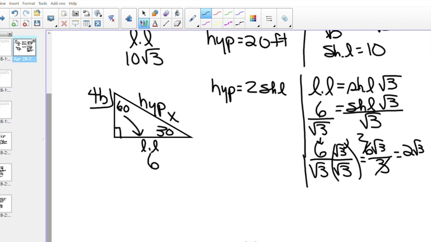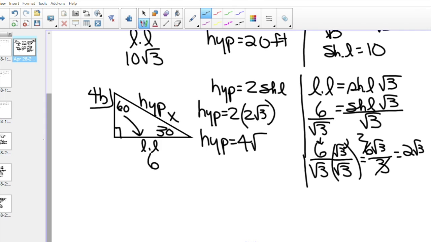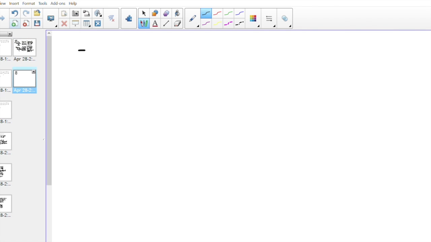Now, we're looking for the hypotenuse. So you'd say the hypotenuse is 2 times the shorter leg, which is 2 on the square root of 3. So the hypotenuse is equal to 4 on the square root of 3. Now, that is number 4B. Now, number 5 gives us a different look.